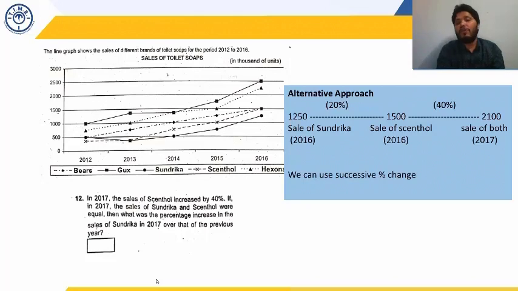So we can use the formula for successive percentage change, which is 20 plus 40 plus 20 into 40 divided by 100, which comes out to be 68%. So we can do it by successive percentage change also.